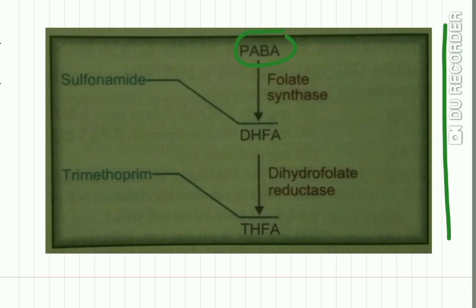The para-aminobenzoic acid is converted into dihydrofolic acid with the help of enzyme folate synthase. Now, sulfonamide blocks this process. Now, DHFA is converted into THFA or tetrahydrofolic acid with the help of enzyme dihydrofolate reductase, and trimethoprim blocks this mechanism. So, a combination of sulfonamide and trimethoprim, that is Cotrimoxazole, inhibits the folate metabolism.